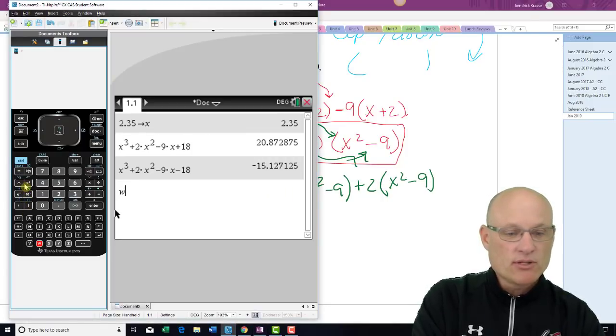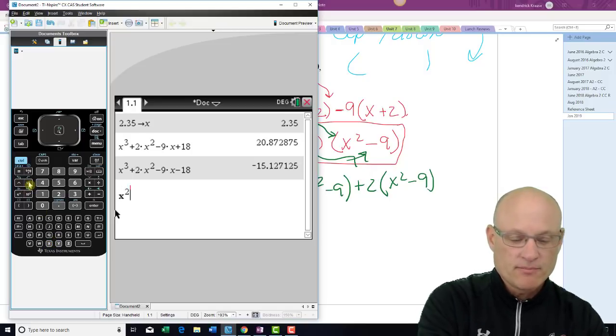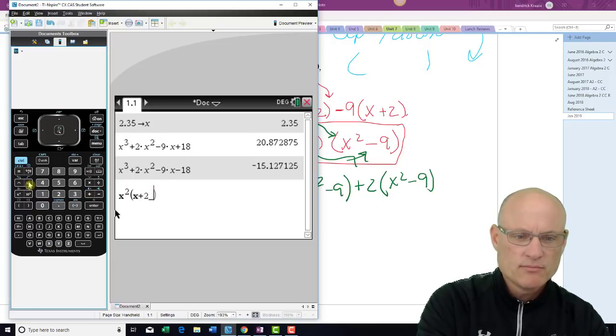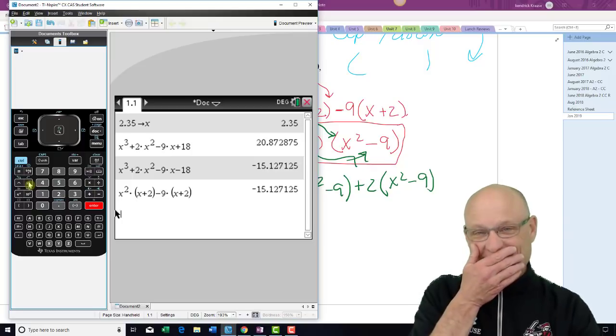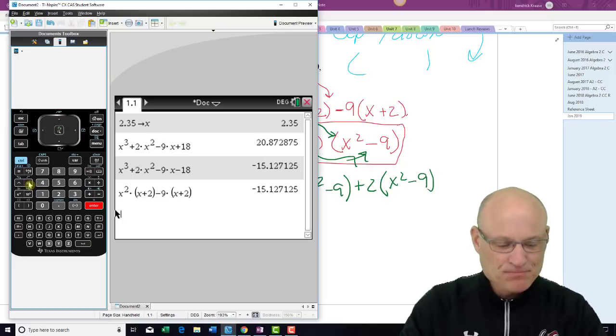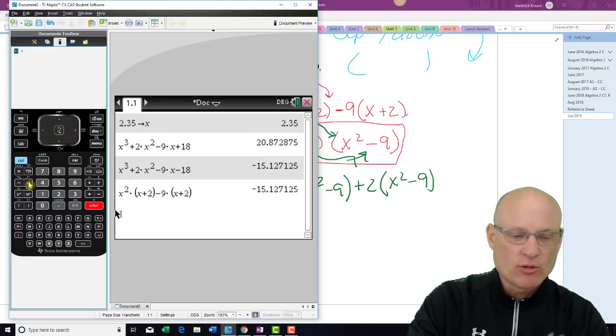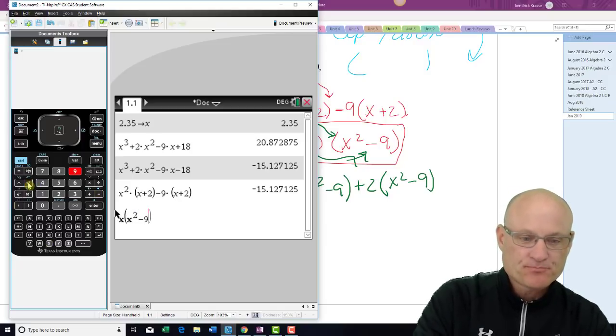x squared, parenthesis, x plus 2, parenthesis, minus 9, parenthesis, x plus 2. Now, if this is correct, it should be the same exact value. It's the same exact value. That's crazy. I drink some coffee. Then I'm going to put in the second one, which was x times x squared minus 9 plus 2 times x squared minus 9. And hopefully this is the same thing.